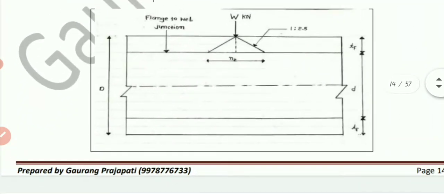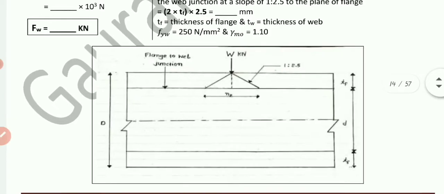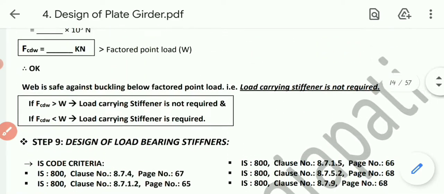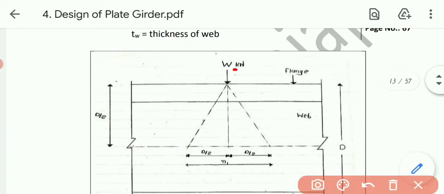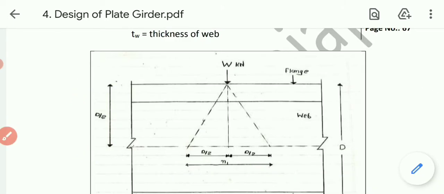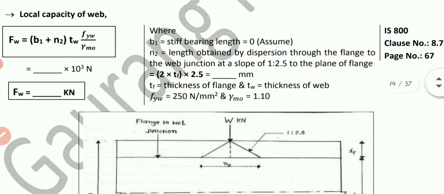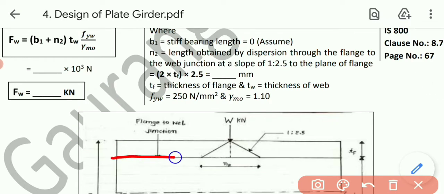As we have seen in the previous step, when load is applied on the flange, it will get dispersed at an angle of 45 degrees. In the previous case we considered N1 up to the half depth of the section, but in this case the code tells us to consider only up to the junction of web and flange, in the ratio of 1 gem 2.5.